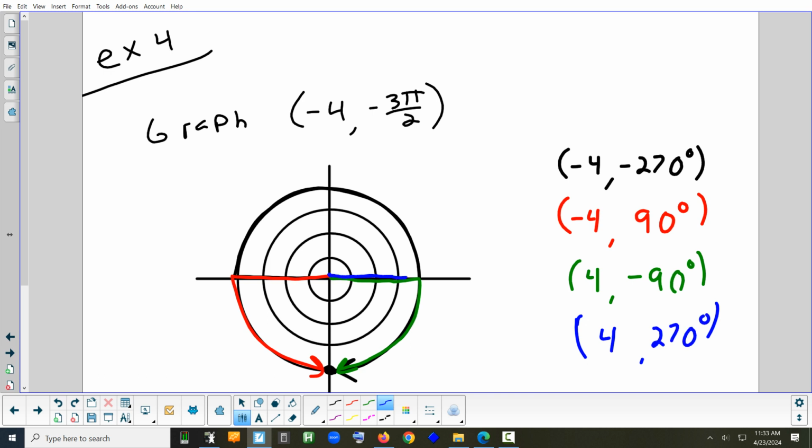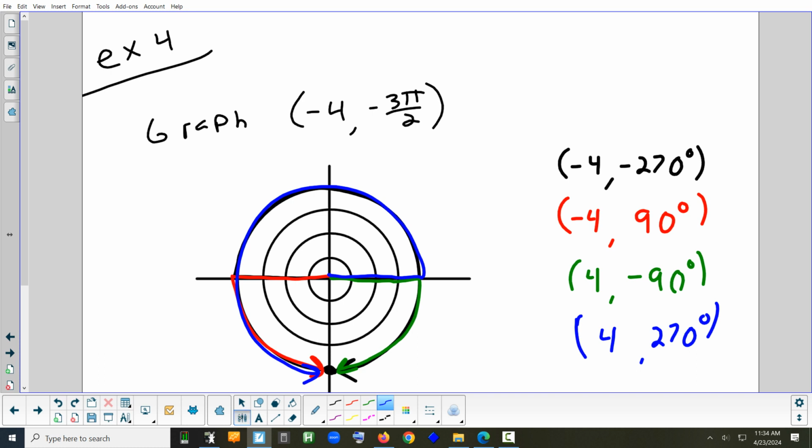So 1, 2, 3, 4. 270. So that should kind of indicate to us how many ways there are to get to a point in polar, at least that point. There's 4 ways to get to that point in polar.